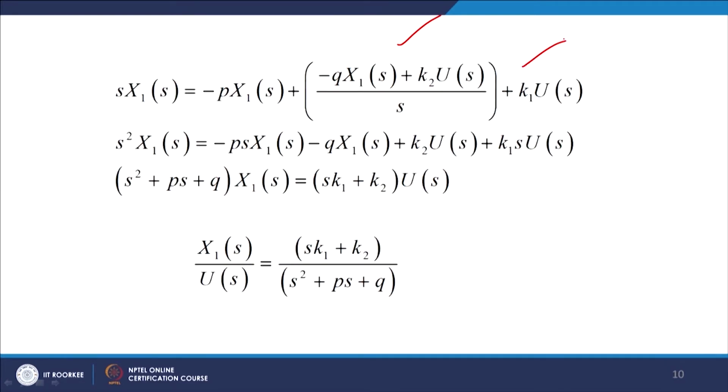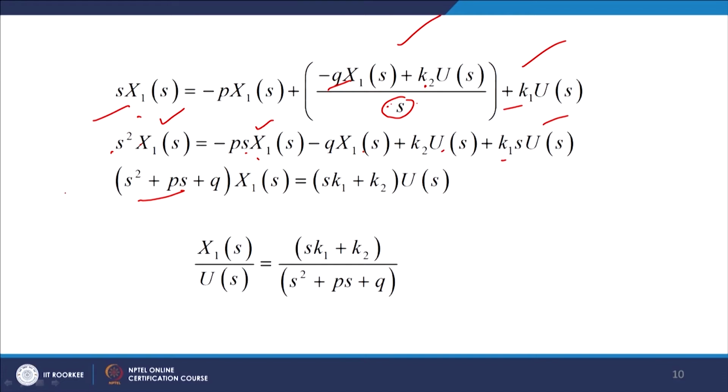Now further we have solved. How have we solved? s is multiplied on both sides. When you multiply by s on this side, we will get s square x1 of s plus p s x1 of s equals minus q x1 of s plus k2 u of s plus k1 s u of s. Now what we have done here is we have taken the terms related to x1 of s to one side. So you see here x1 of s, x1 of s, x1 of s.